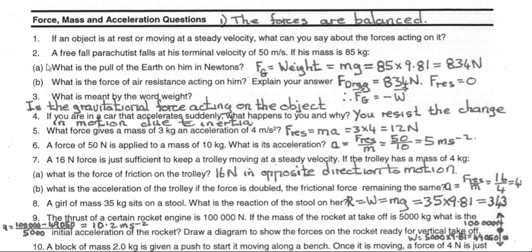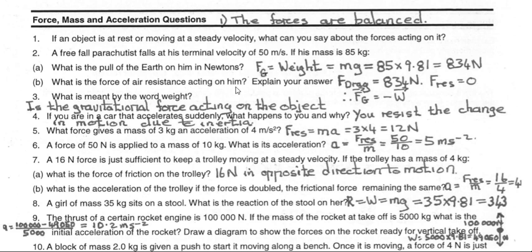2. A free fall parachutist falls at his terminal velocity of 50 meters per second. If his mass is 85 kilograms, A. What is the pull of the Earth on him in newtons? Force equals weight equals mg equals 85 times 9.81 equals 834 newtons.